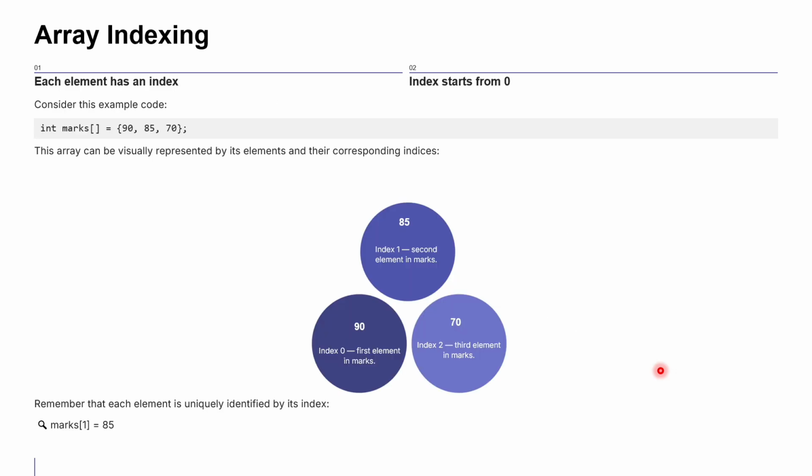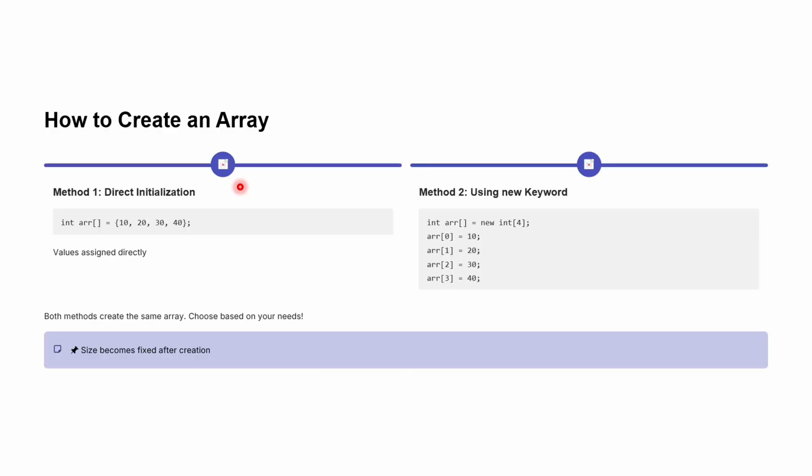So let's first explore the array. When we talk about array indexing, let us learn how to create an array, right? We have two methods. First one is direct initialization and second one is using the new keyword. Let us explore the direct initialization.